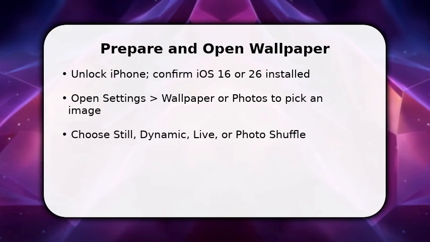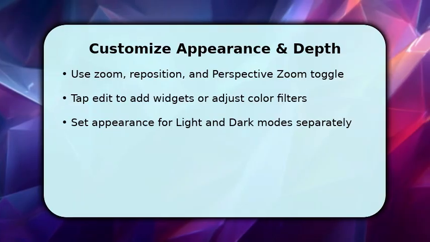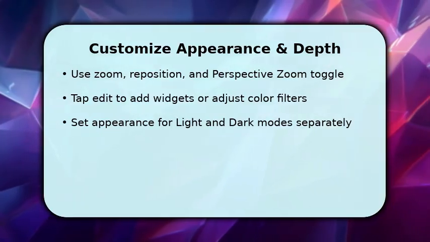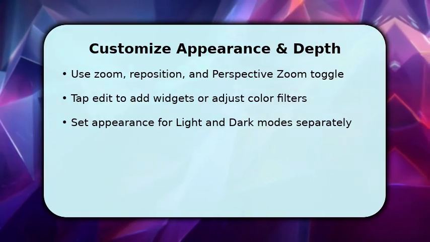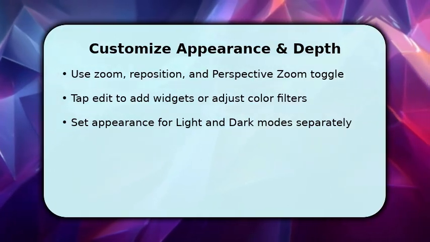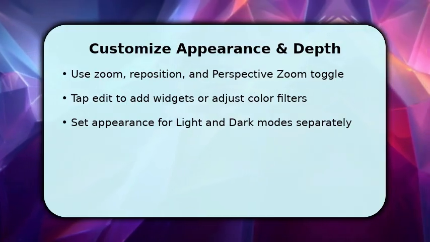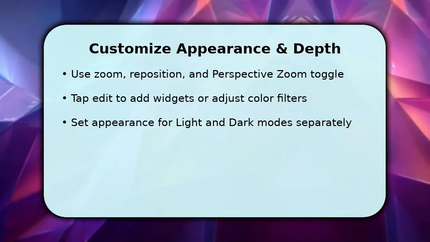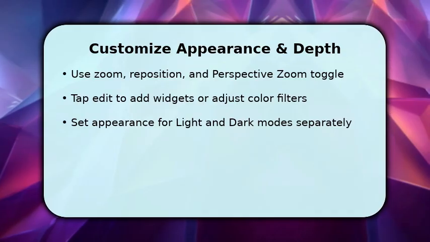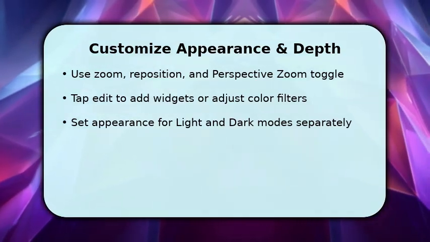Now you customize how the wallpaper behaves and looks. You can pinch to zoom and drag to reposition so key subjects aren't obstructed by widgets or the notch. This controls visual focus. Toggle perspective zoom for subtle parallax. Turn it off if motion bothers you. Tap Edit to add color filters, adjust intensity, or place lock screen widgets. Then assign separate appearances for light and dark modes, so the wallpaper adapts to ambient conditions and readability.